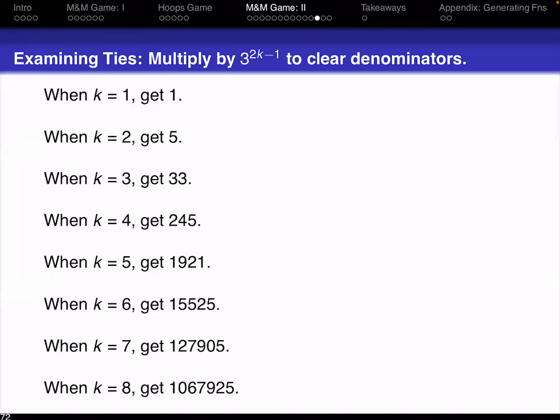Turns out the denominators look like 3 to the 2k minus 1. If we multiply by that and clear denominators, we now get a sequence of integer numbers, 1, 5, 33, 245, 1921, and so on. Does anybody recognize these numbers?